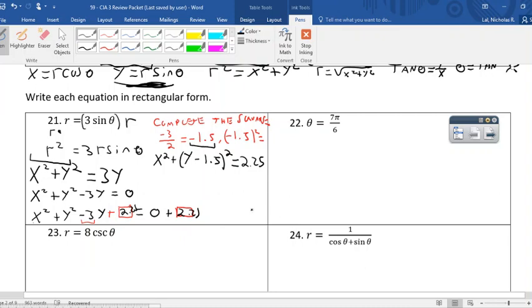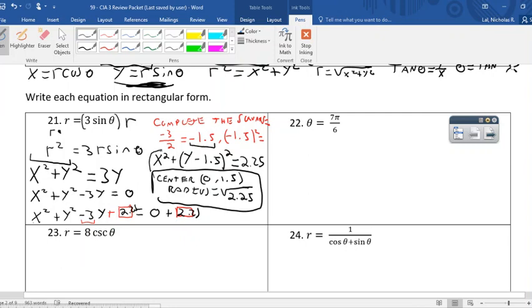And this shows a circle with the center of 0, 1.5, and the radius is the square root of 2.25. So that is our circle, and this is our polar equation. So this is actually a polar circle right here. r is equal to 3 times the sine of theta.